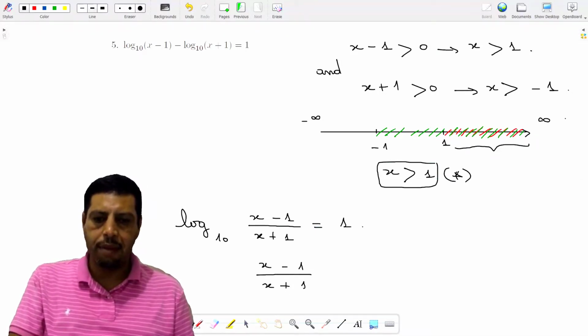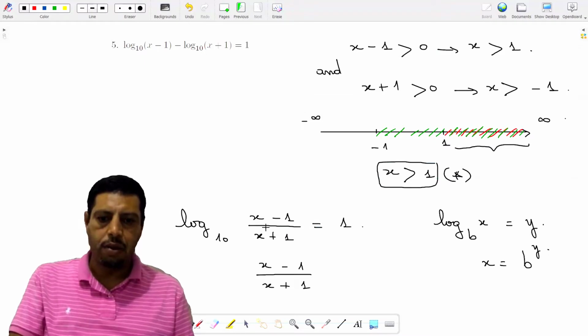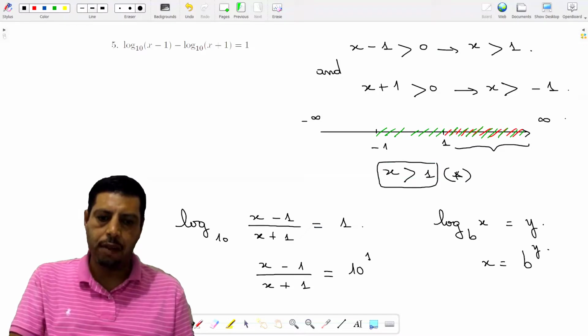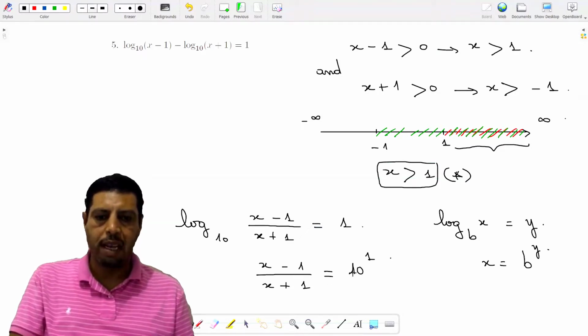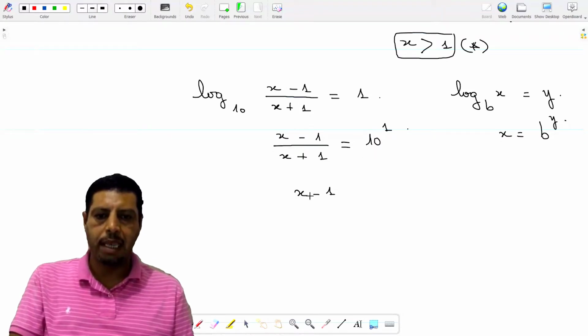Remember the first example, we said that if you have log b of x equals y, then x is equal to b to the power of y. The base here is 10, so we just apply this rule and we'll get 10 to the power of 1. So (x minus 1) over (x plus 1) equals 10 to the power of 1, which is 10. So let's solve this. (x minus 1) over (x plus 1) equals 10. It means x minus 1 equals 10 times (x plus 1).